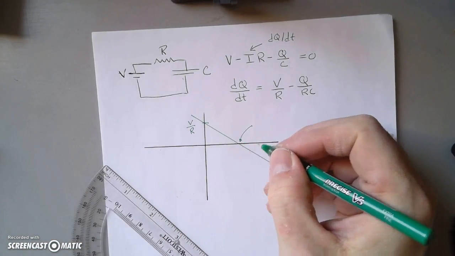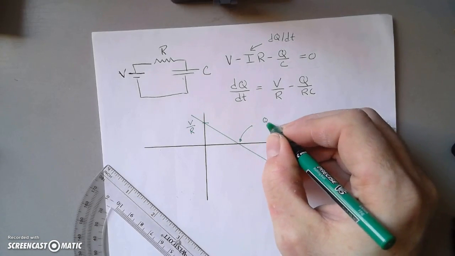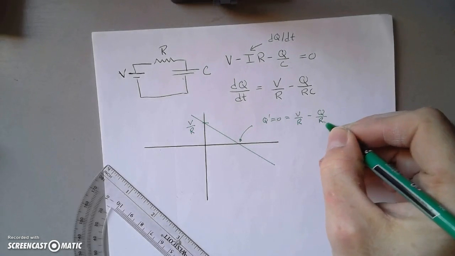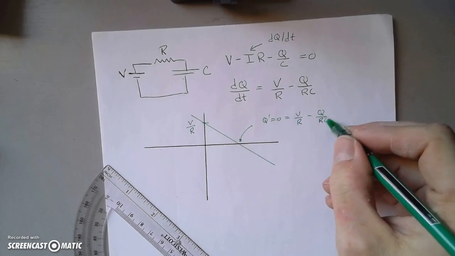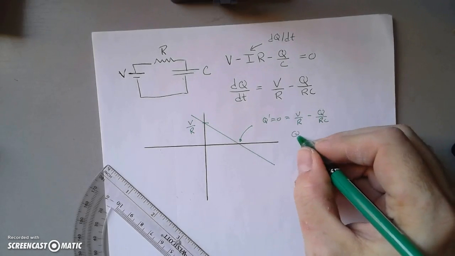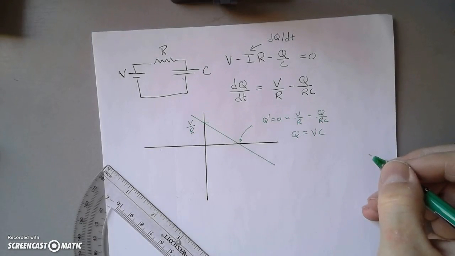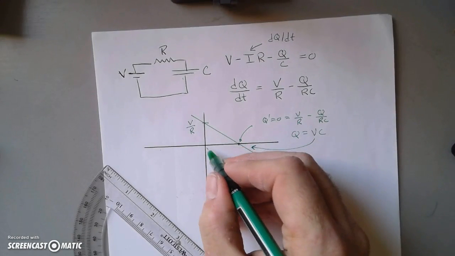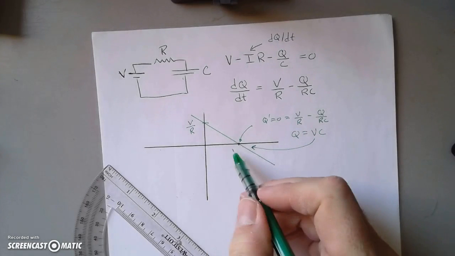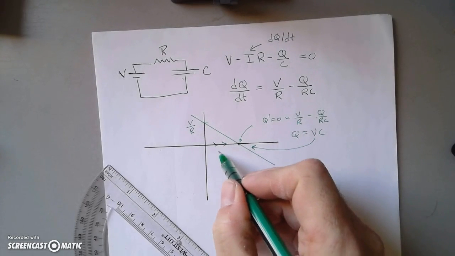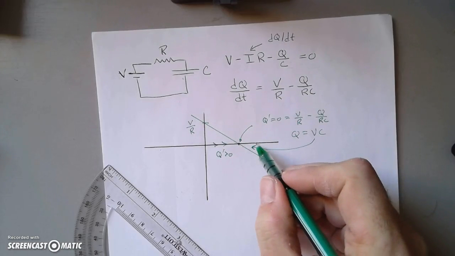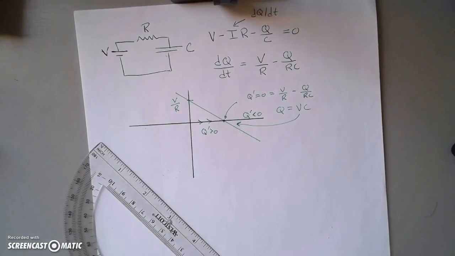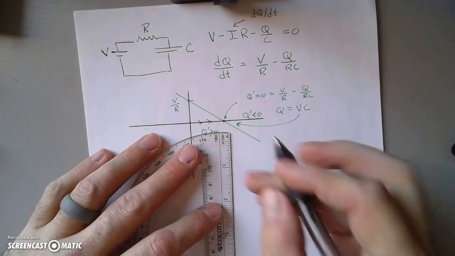Once again, we can find the equilibrium by solving when Q prime is 0. That will be V over R minus Q over RC. So if we solve, I'll move this over, multiply by RC, we'll get Q equals VC. Right? So that's the equilibrium. And same thing, if the initial charge is between 0 and VC, we have a positive Q prime. And if it's larger than that, we have a negative Q prime. All right? So we can sketch solutions just like we did a moment ago.